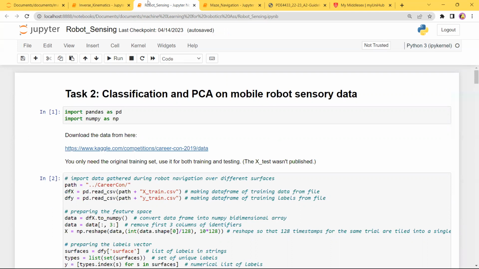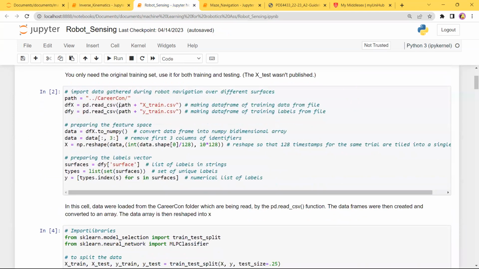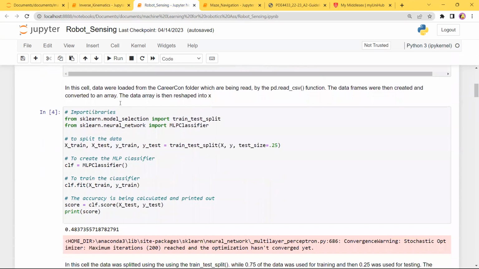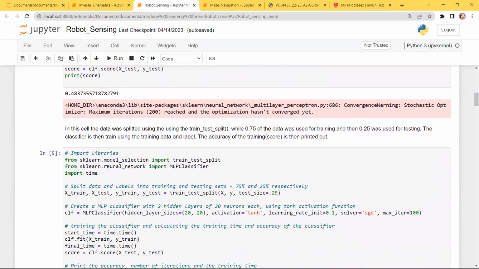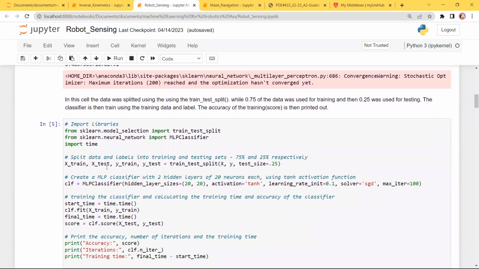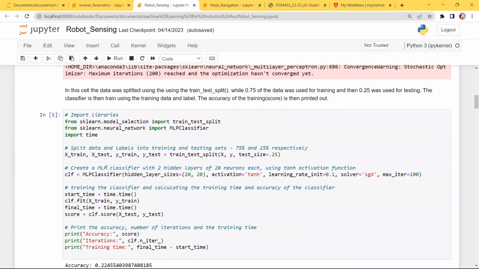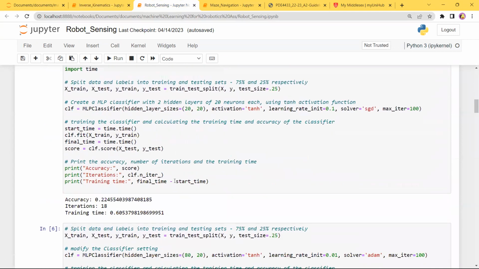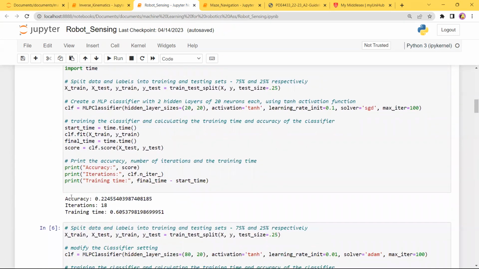For this robot sensing, I first of all imported the data set and converted it to an array. In cell 4, I split the data using 75% for training and 25% for testing, and I tested it with the default MLP classifier. Here in cell 5, I changed parameters. I changed the hidden layers to 20 neurons each, and I used the tanh activation function with other parameters, and I got this very low accuracy after 18 iterations, and this is my training time, 0.6.